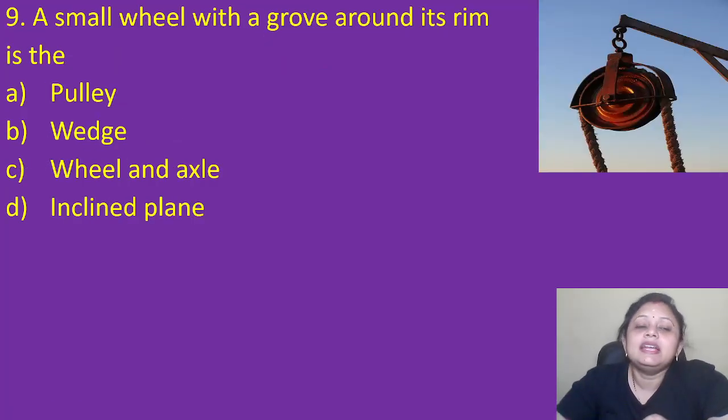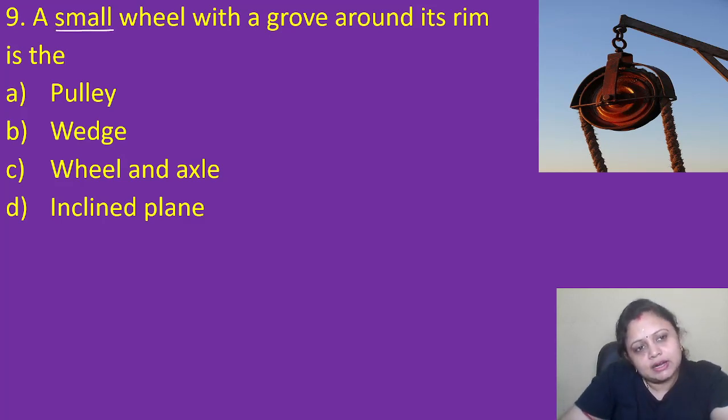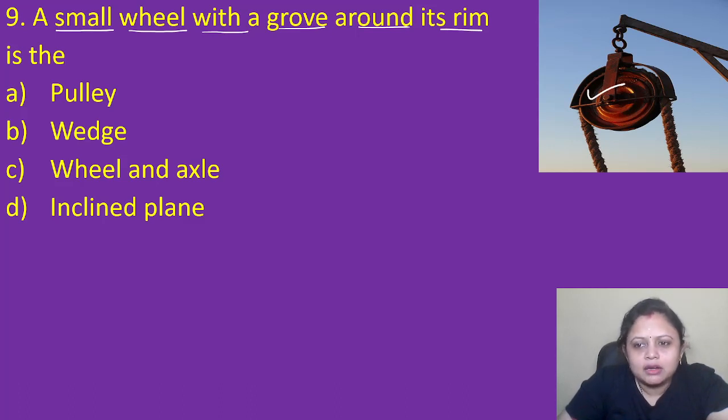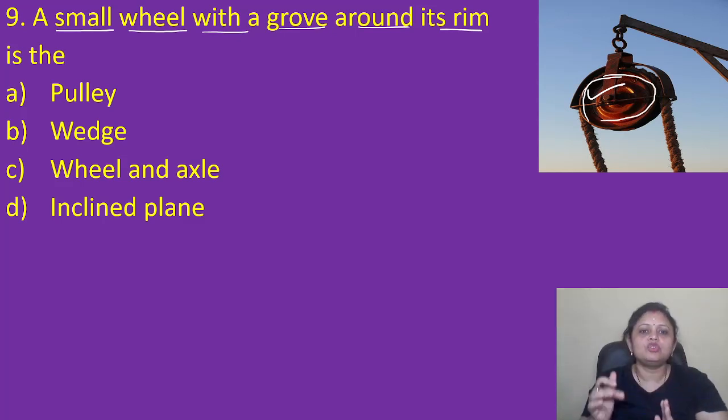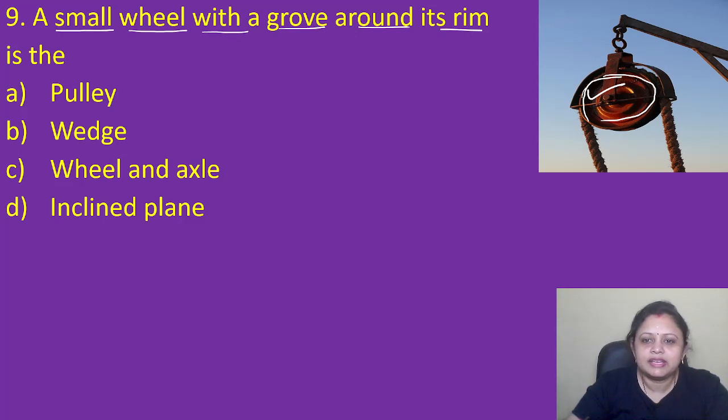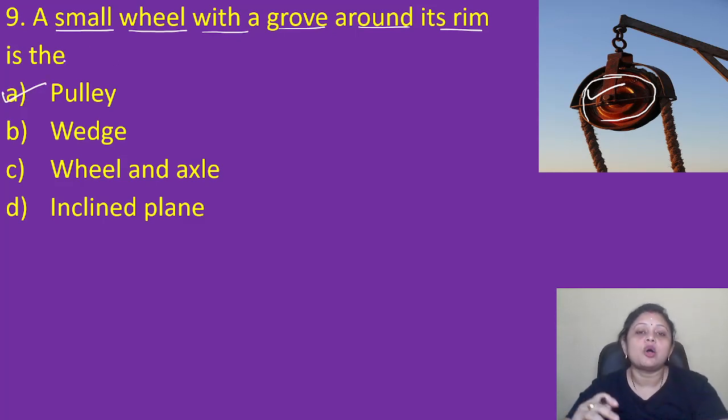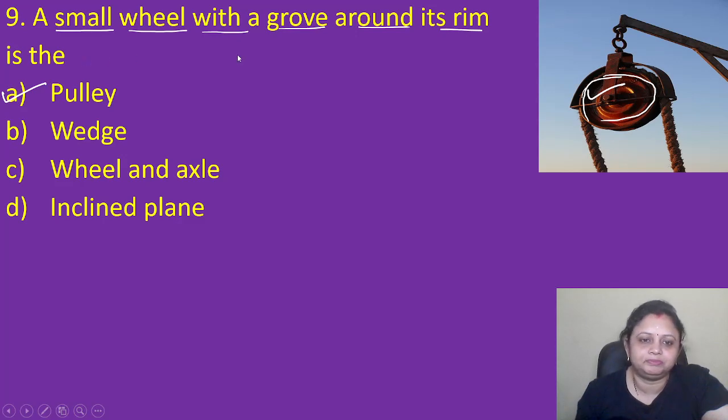Next question. A small wheel with a groove around its rim is: option A pulley, B wedge, C wheel and axle, D inclined plane. So you can see this is a small wheel, right? And around it the groove is there, and in that groove the rope is there. So what is this? Do you know the answer? If you know the answer you can write in the comment section. Okay, so here the correct answer is option A, that is the pulley.